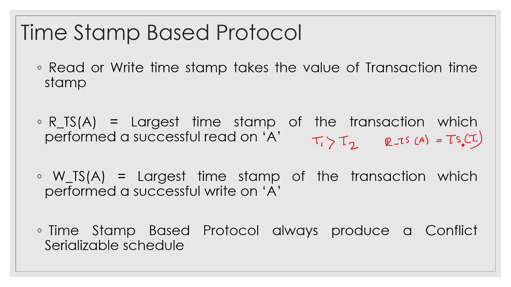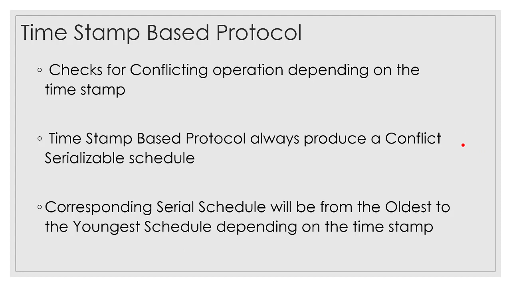So next, the timestamp based protocol checks for conflicting operations depending on the timestamp. So if there is a conflicting operation, it will stop the transaction from performing that conflicting operation. Timestamp based protocol always produces a conflict serializable schedule, as we have already discussed, and the corresponding serial schedule of the conflict serializable schedule will be from the oldest to the youngest depending on the timestamp.